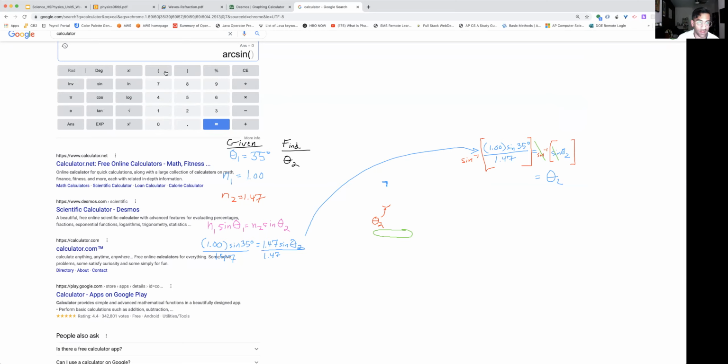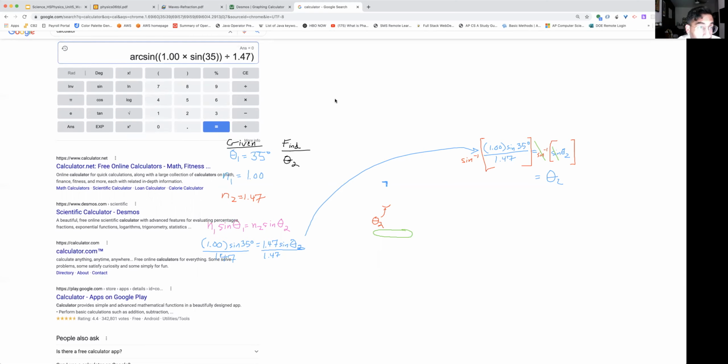I'm going to use parentheses rather liberally, so I'm going to use another pair inside here. And I'm going to say 1.00 times the sine of 35. It's a little bit extra what I'm doing. I don't have to multiply by 1, because I already know the result is just going to be equivalent to just taking the sine of 35 by itself. Now I divide it by 1.47, and I'm going to close my outer parentheses.